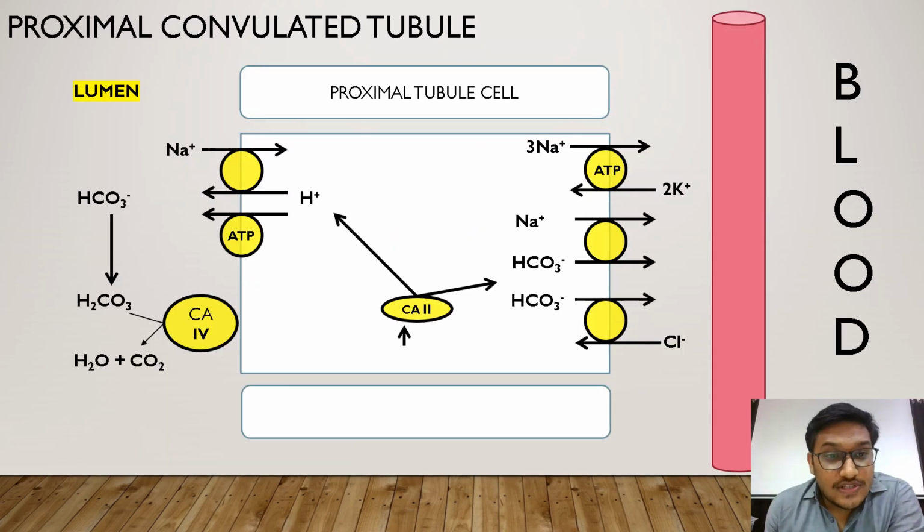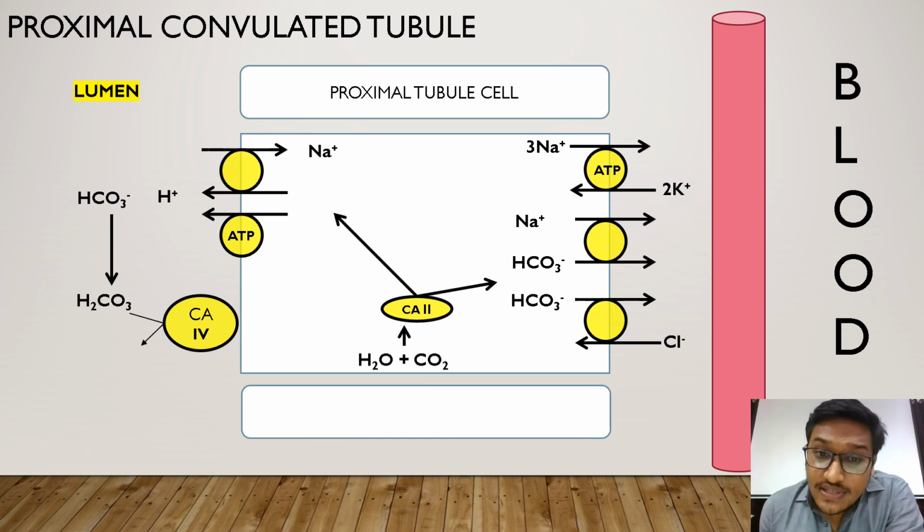Coming to the normal physiology in the proximal convoluted tubule, the most important mechanism here is the production of hydrogen ions. How are these produced? The water and carbon dioxide present in the lumen is readily soluble and enters the proximal tubule cell, where it is acted upon by carbonic anhydrase type 2 to produce hydrogen and bicarbonate. This hydrogen is antiported with sodium ions. In this way sodium is absorbed in the proximal convoluted tubule. The hydrogen present in the lumen reacts with bicarbonate to form carbonic acid, which is acted upon by carbonic anhydrase type 4 to form water and carbon dioxide.